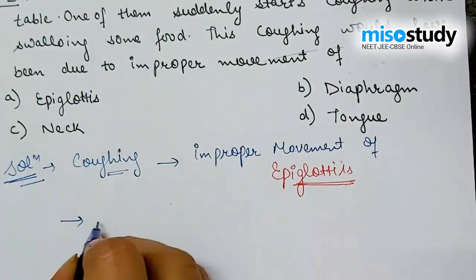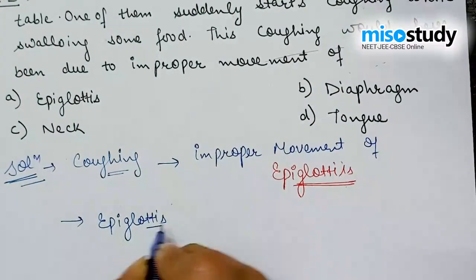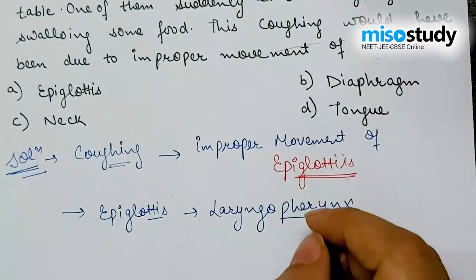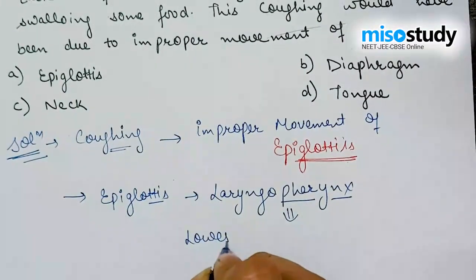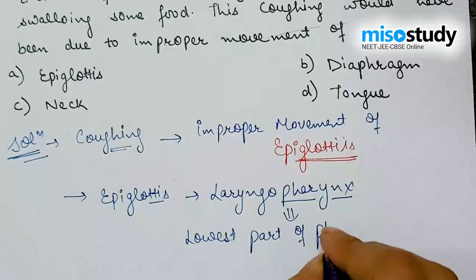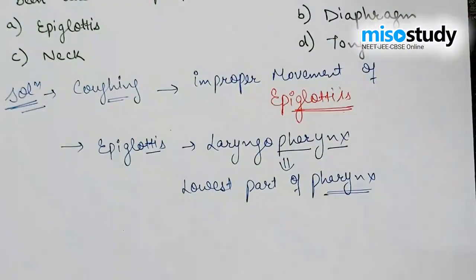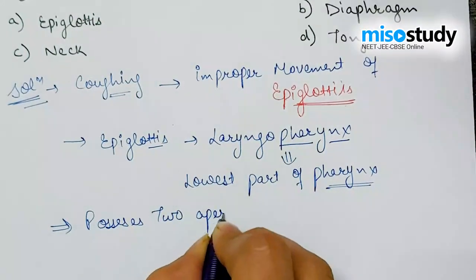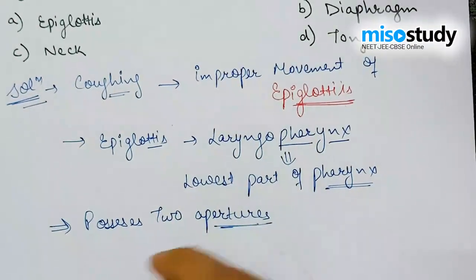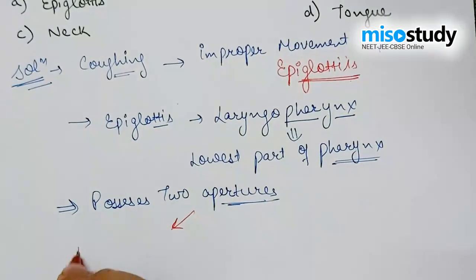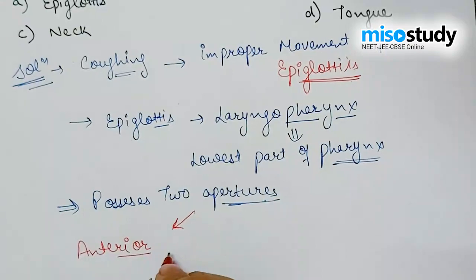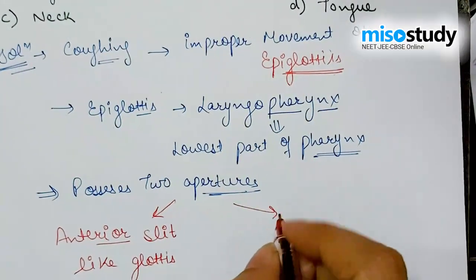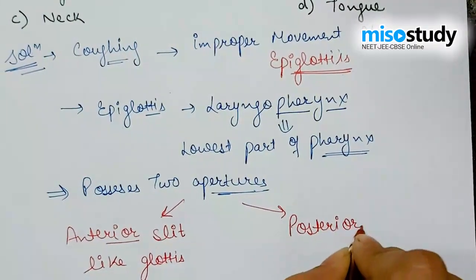The epiglottis is present in the laryngopharynx, which is the lowest part of the pharynx. The laryngopharynx possesses two apertures: first the anterior slit-like glottis, and the next one the posterior gullet.